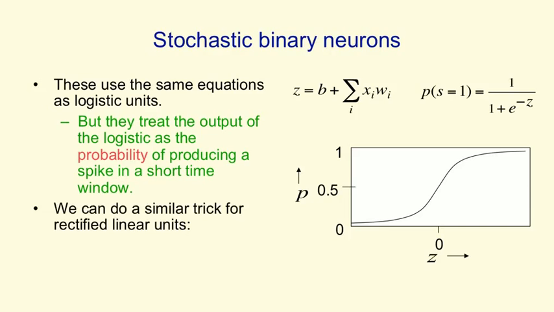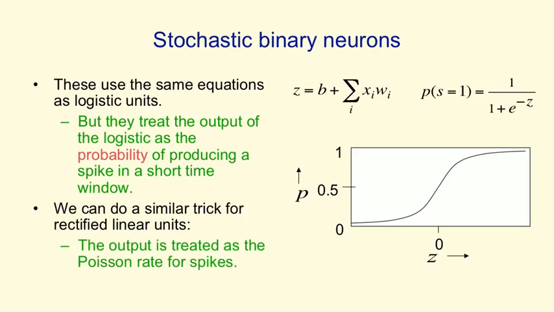We can do a similar trick with rectified linear units. We can say that the output, this real value that comes out of a rectified linear unit if its input is above 0, is the rate of producing spikes. So that's deterministic. But once we've figured out this rate of producing spikes, the actual times at which spikes are produced is a random process. It's a Poisson process. So the rectified linear unit determines the rate, but intrinsic randomness in the unit determines when the spikes are actually produced.